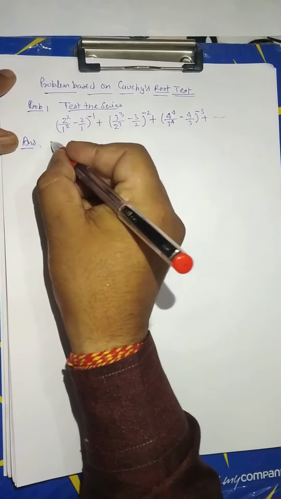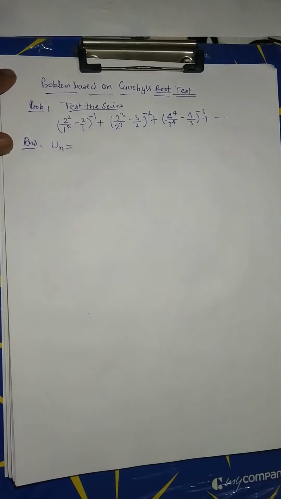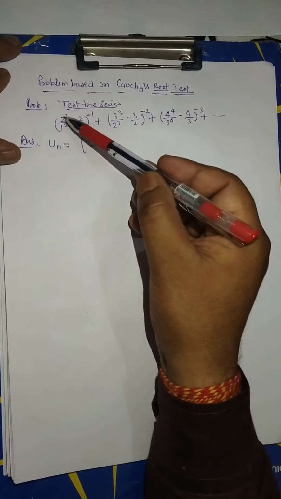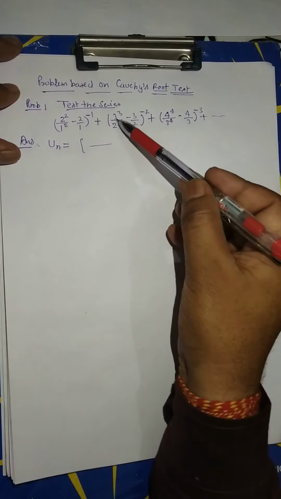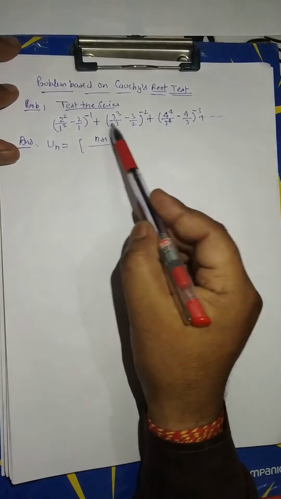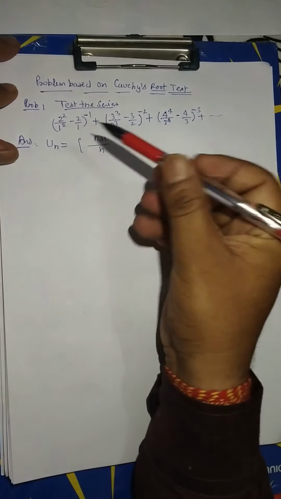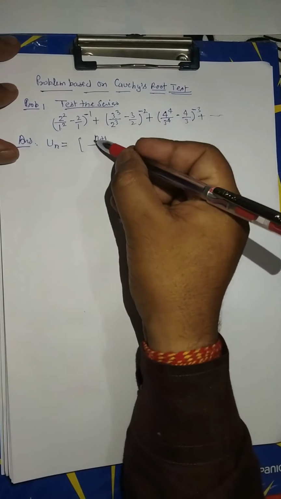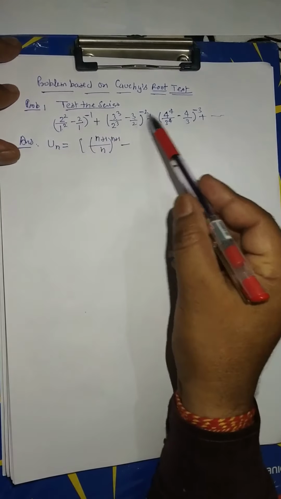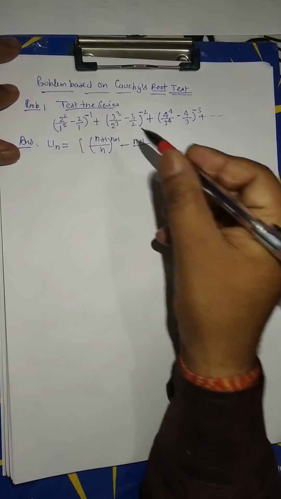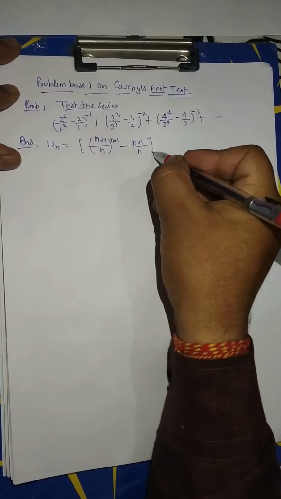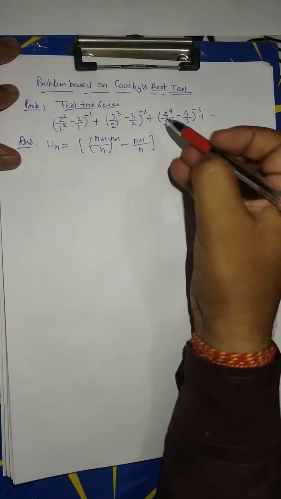Now the nth term can be written as follows. The numerators of the series are 2, 3, 4, so the nth term is n plus 1. Now the denominators are 1, 2, 3, that is n, whole power 2, 3, 4, that is n plus 1, minus 2, 3, 4. The nth term is n plus 1 upon 1, 2, 3, that is n, plus n whole power 1, 2, 3, that is n.